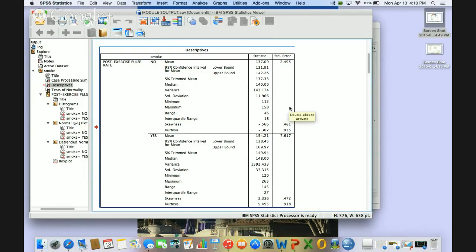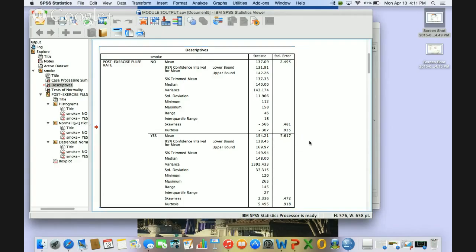Just in case there was a major data entry error, I can try and catch that here. For example, if 12 was entered instead of 120, I would assume that there was an error because if someone had that low of a pulse, they would need to be in a hospital and not in the study. So I'm also going to look at skewness and kurtosis.